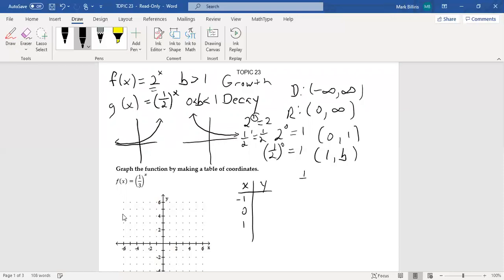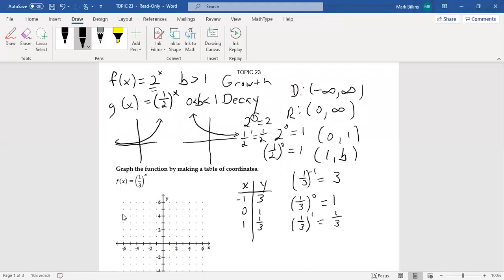If I have 1/3 to the negative first power, remember what that tells you to do. A negative exponent tells you to take the reciprocal, so that would be 3. Next, if I take 1/3 to the 0 power, anything raised to the 0 power is 1. And if I take 1/3 to the first power, remember, I'm always going to have a point with coordinates 1 and whatever the base is. In this case, it's 1/3.